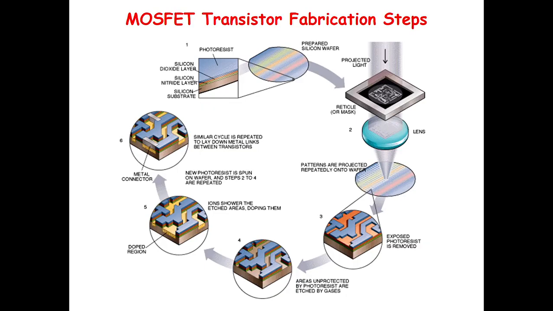So now we are going to discuss the MOSFET fabrication steps. Before discussing this diagram, let me describe the basic fabrication steps. We have a total of 6 basic fabrication steps for the MOSFET. Number 1 is oxidation, number 2 is diffusion, number 3 is ion implantation, number 4 is deposition, number 5 is etching, and number 6 is photolithography.